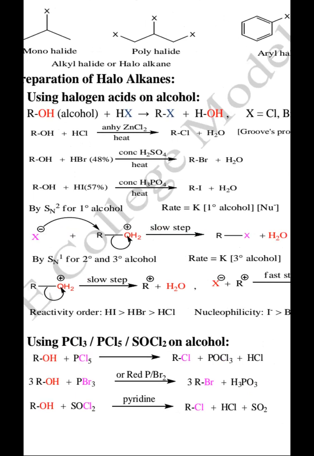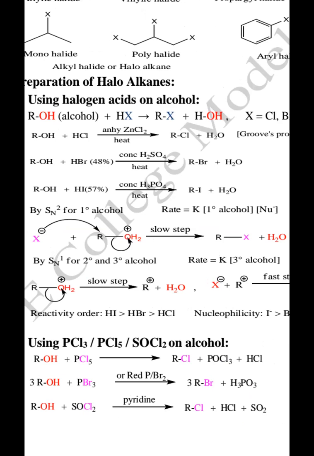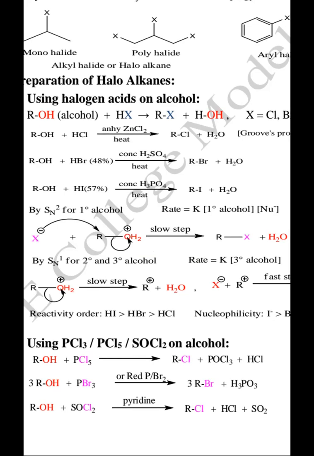The alcohol molecule takes up a proton and becomes ROH2 plus, and it is now a good leaving group. We can see here the OH2 has become OH2 plus. It is a good leaving group. It goes out and the halide comes in. Both of these things occur in one single step, and that is why this is the slowest step and this is the RDS, that is the rate determining step. The product that is formed is RX plus water.